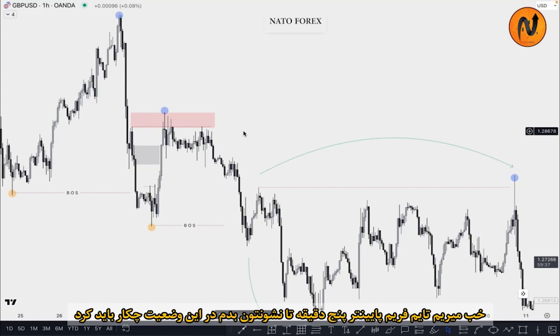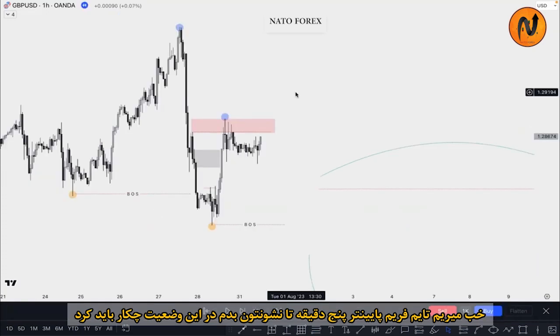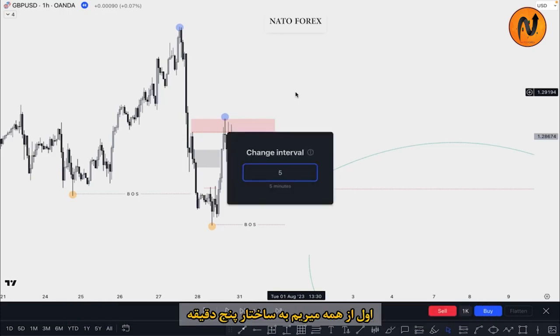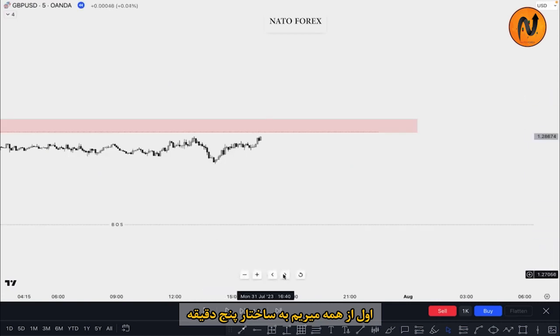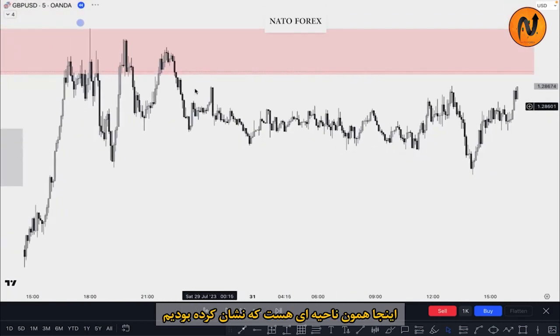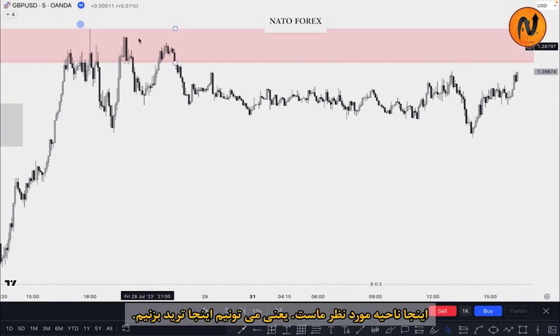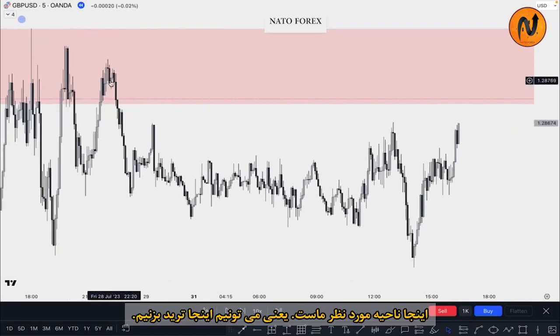Now I'm going to switch here to the 5-minute time frame to show you exactly how you can deal with this situation. First of all, you have to switch to the 5-minute structure. In this case, you can see this is our zone here, right? So basically this is our zone. It means we can trade here.